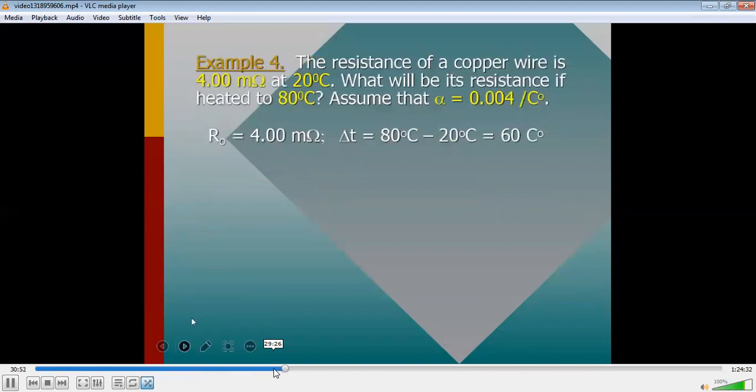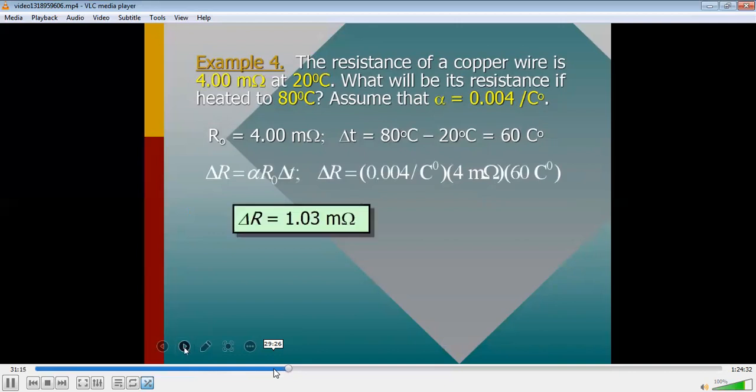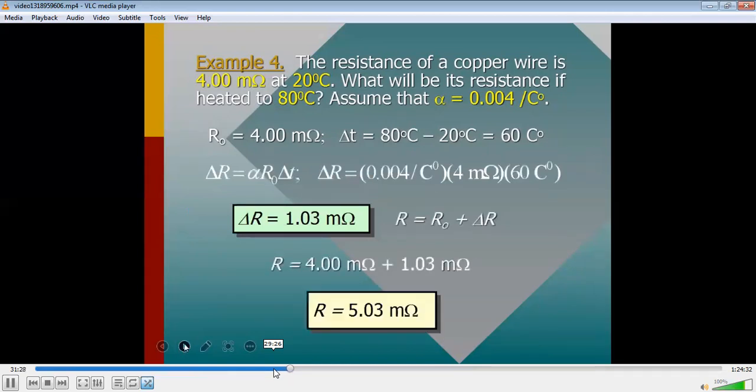This is the example: the resistance of a copper wire is 4 milliohm at 20 degrees centigrade. What will be its resistance if heated to 80 degrees? Assume that alpha is given as 0.004 per degree centigrade. So R naught is given as 4 milliohm and the temperature difference will be 60 degrees, 80 degrees minus 20 degrees. Using the formula, we get the change in resistance as 1.03 milliohm. So the total resistance will be R naught plus the change in resistance. So R equals 5.03 milliohm.